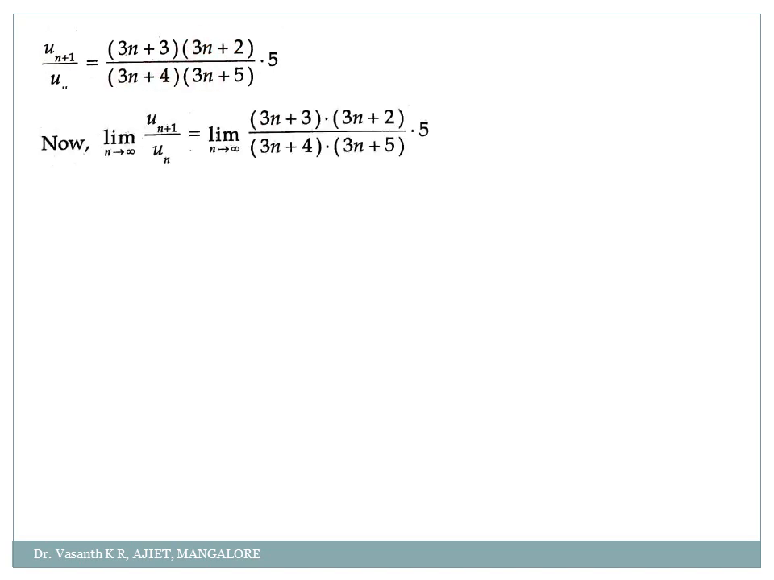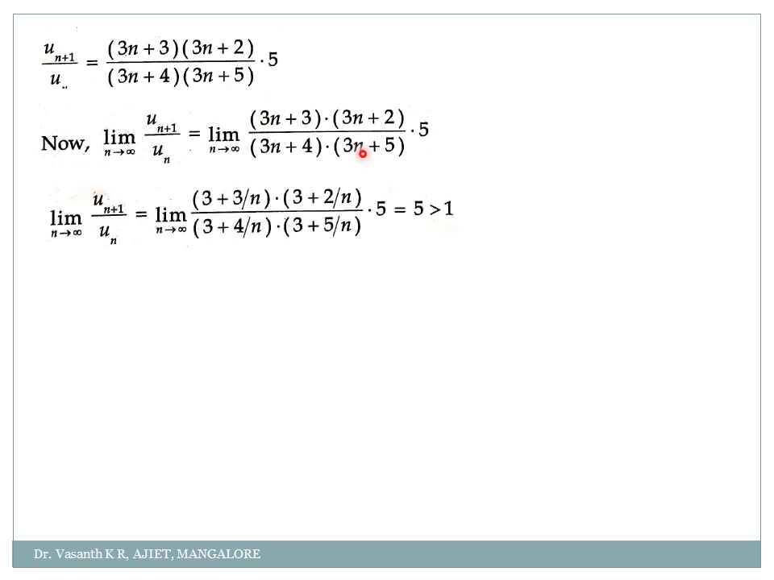See here, I applied the limits first, and if you check, I have written this step directly, but you can identify it. In the first bracket you take n outside. Okay, second bracket you take n outside. Third, denominator, first bracket you take n outside, second bracket you take n outside. So here n and n will get cancelled, and here n and n will get cancelled. So I'll get 3 plus 3 by n, 3 plus 2 by n, 3 plus 4 by n, 3 plus 5 by n.